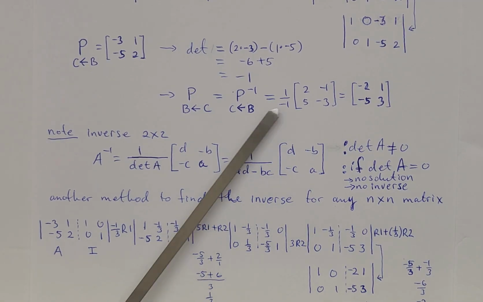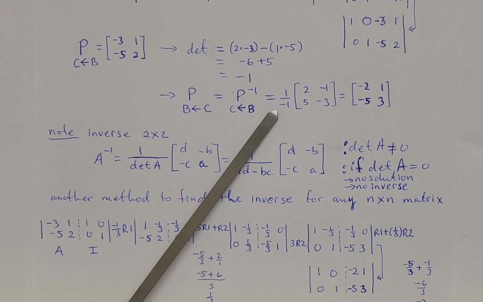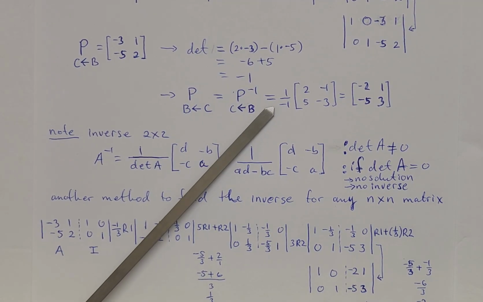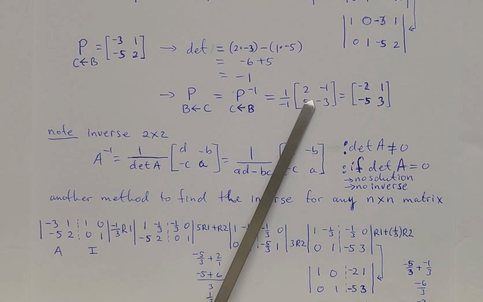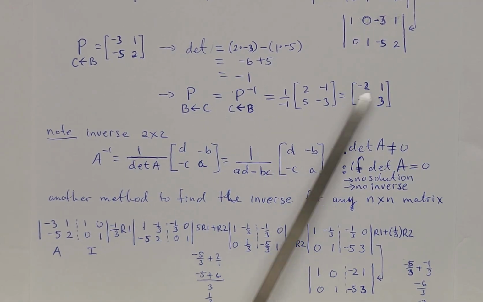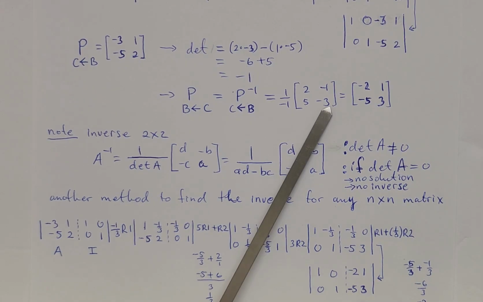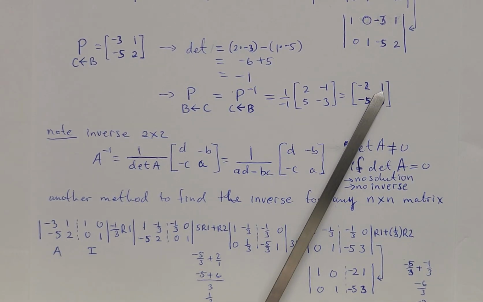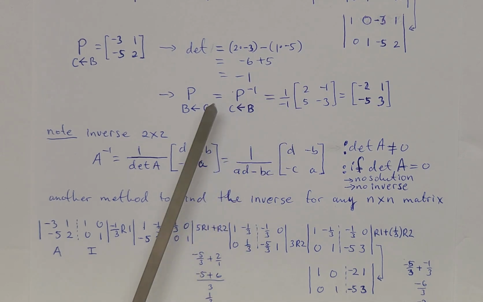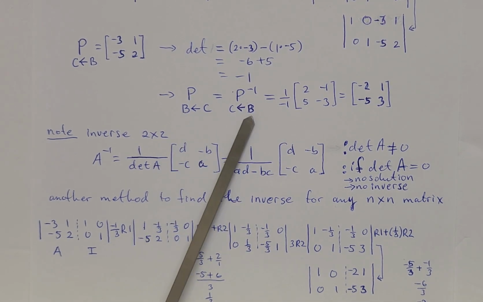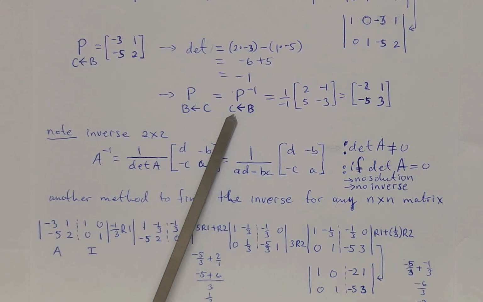And this right here is our determinant, -1. So 1 divided by -1 is still -1. Multiply by 2 gives me -2. Multiply the -1 by -1 gives me positive 1. Multiply the -1 by 5 gives me -5. Multiply the -1 by -3 gives me positive 3. So this is our answer for C to B, which is also the inverse of B to C.